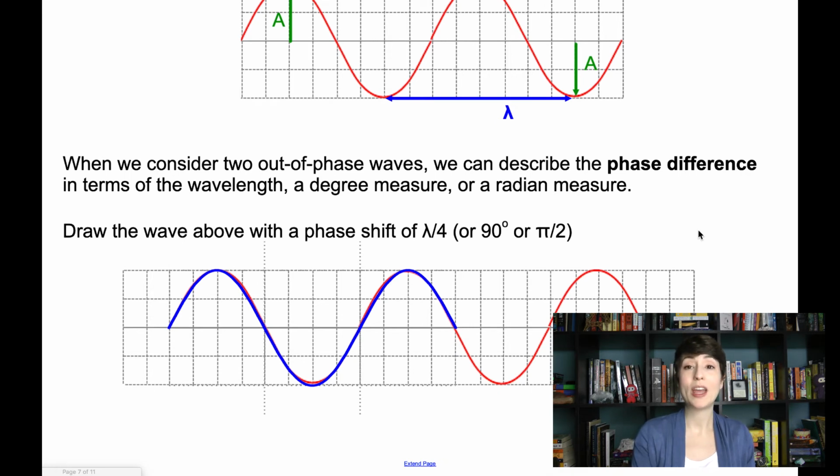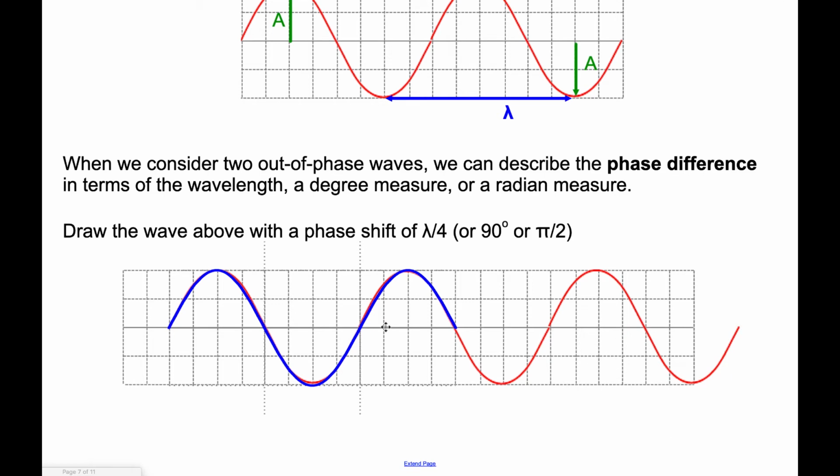When we describe two waves that are out of phase, when they're not perfectly overlapped in space, we're actually describing a phase difference. We can describe that in terms of what fraction of a wavelength they are offset. We can also describe, instead of using wavelengths, an angle measurement in radians or degrees that they are offset.